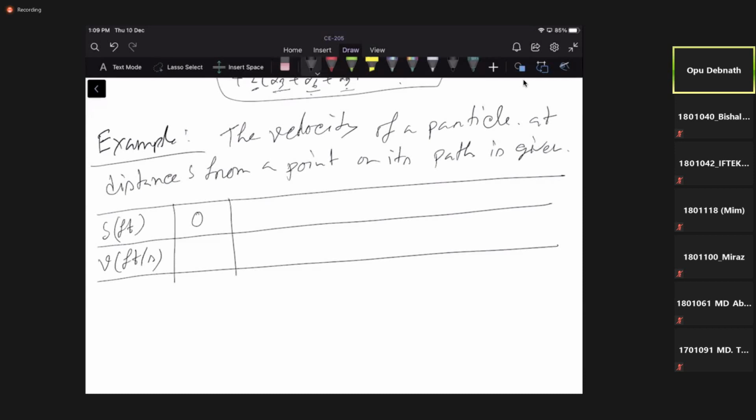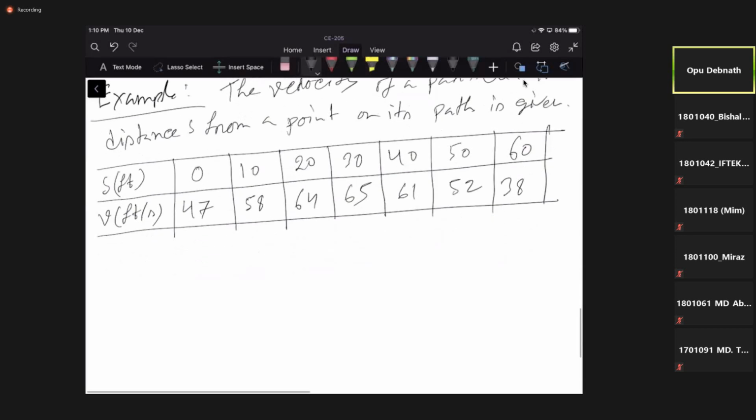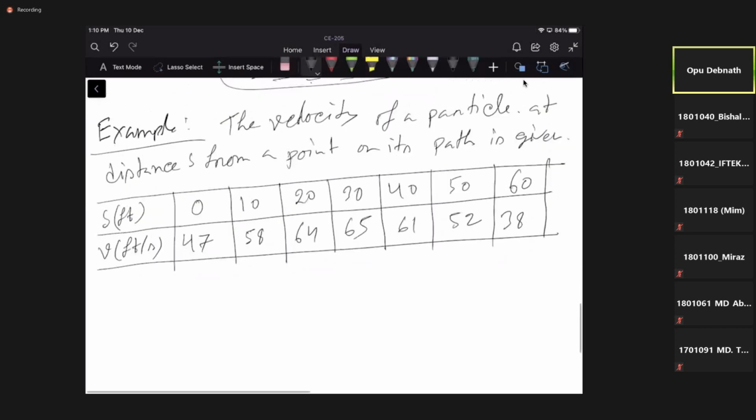So we measure the velocity of the particle after every 10 feet of distance, at every 10 feet interval, and we are recording the data: 30, 40, 50 up to 60. The velocities may be 47, 58, 64, 65, 61, 52 and 38. So this is your data. That means for this specific problem we are recording the velocity of a particle while it's moving on its path after a certain interval of 10 feet. This is your recorded or observed data.